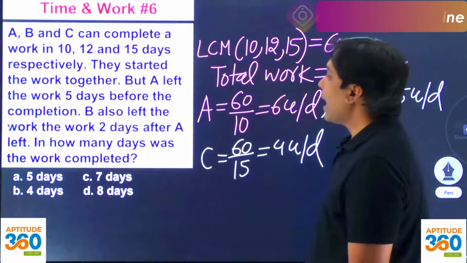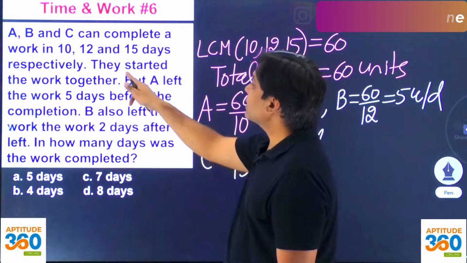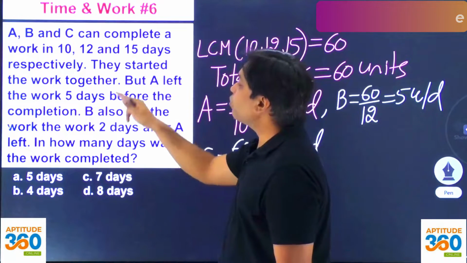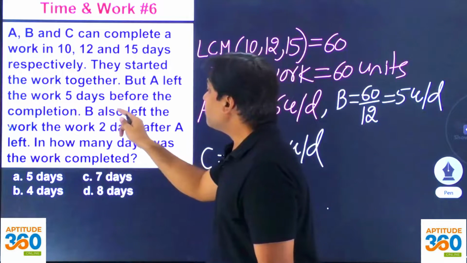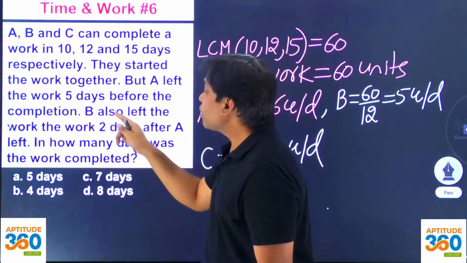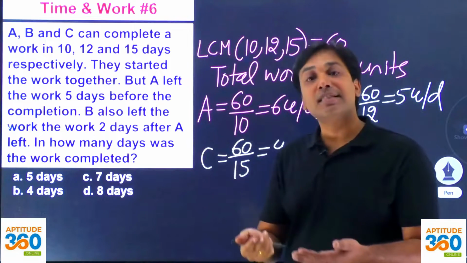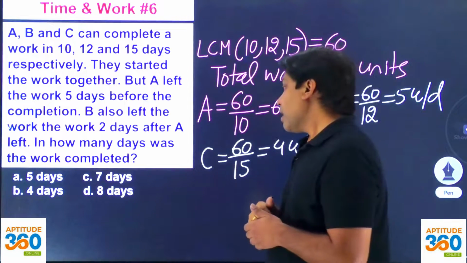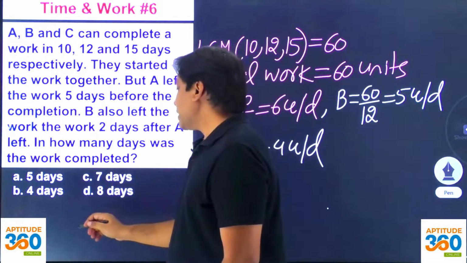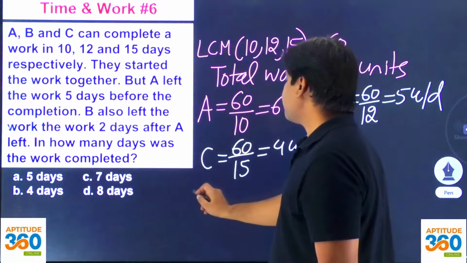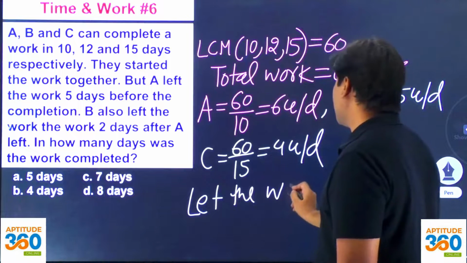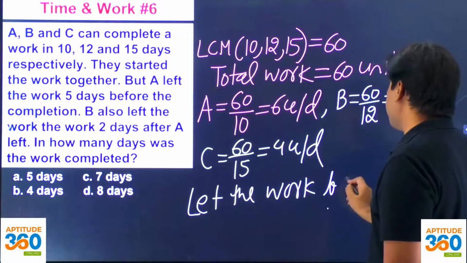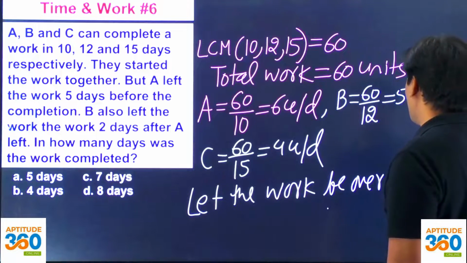Right? And the problem says that they started the work together, but A left the work 5 days before the completion, and B also is leaving the work 2 days after A has left. Let us assume that the work is getting over in x days.